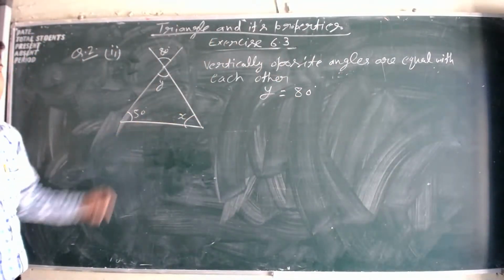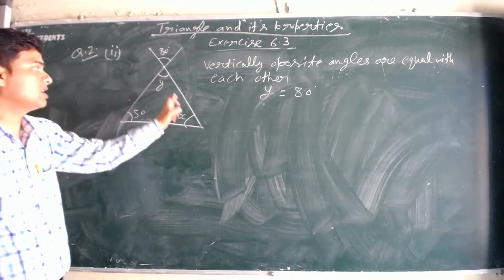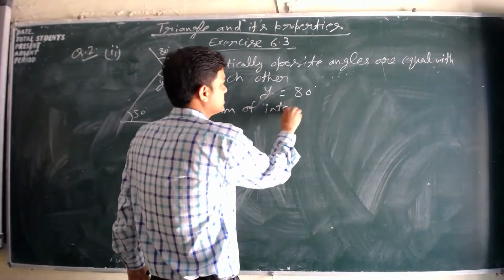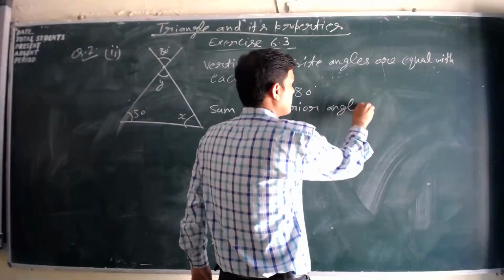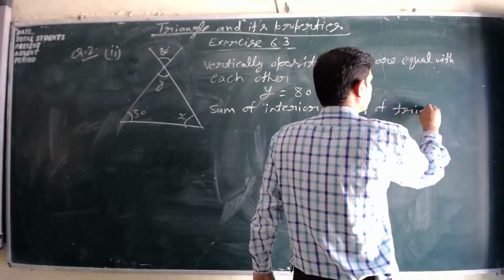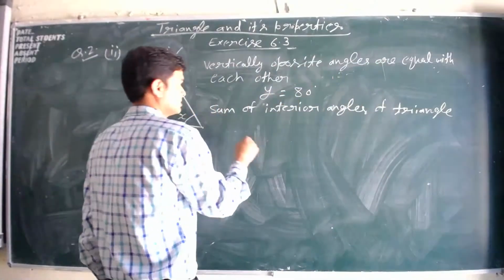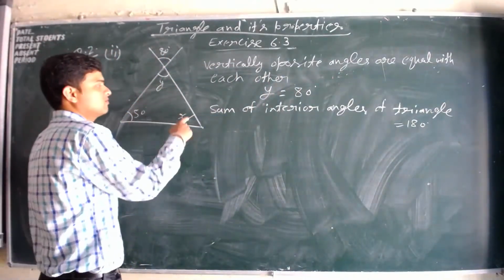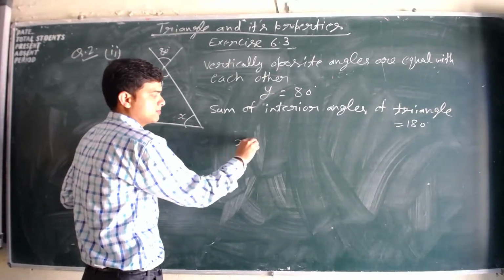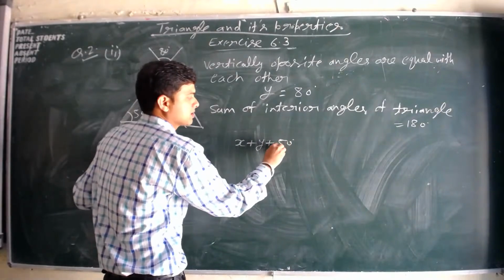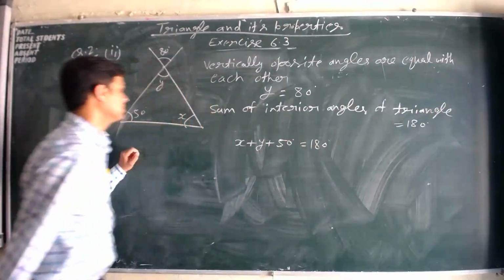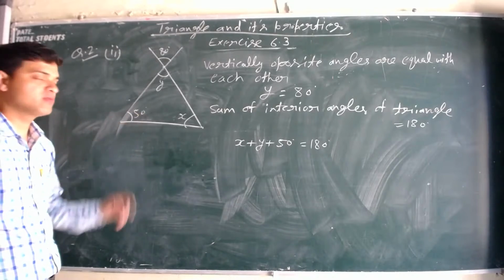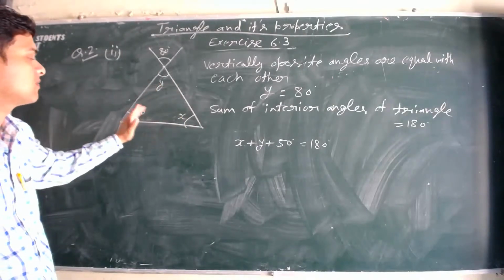Now, the value of x. We know that the sum of interior angles of a triangle is equal to 180 degrees. Now the sum of these three interior angles, x plus y plus 50 degrees, is equal to 180 degrees. Okay? There is a misprint in my book, it is not clear whether this is 50 or 60. If it is 60, you calculate according to 60, and if it is 50, then 50. So x plus y plus 50 is equal to 180 degrees.